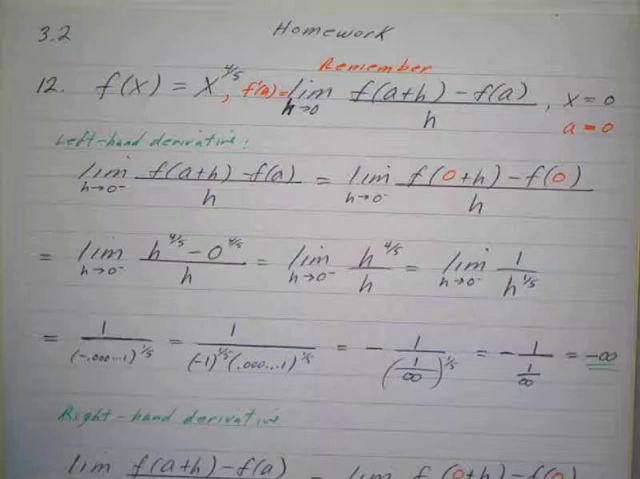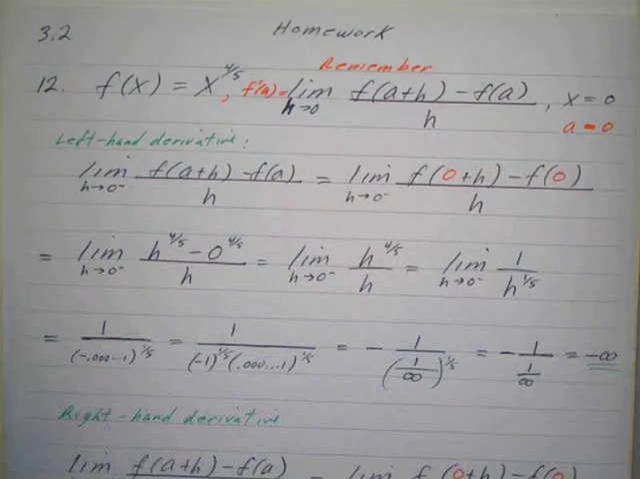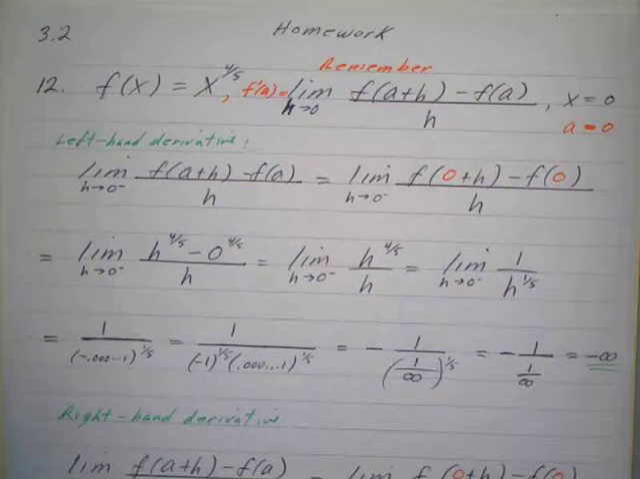So I'm going to check the left and right-hand derivatives and see if I've got a corner, which means they're both equal to numbers that are different, or a cusp, which means one goes to infinity and one goes to negative infinity, or vice versa, or a vertical tangent, which means both the left and the right go to positive infinity, or they both go to negative infinity. So let's see what we've got here.